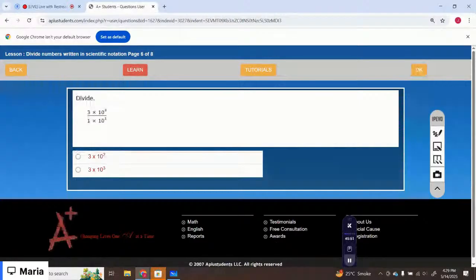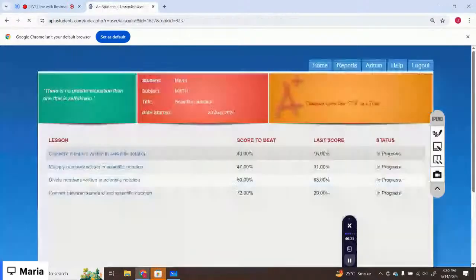3 times 10 exponent 3 divided by 1 times 10 exponent 1. That is 3 times 10 exponent 2. Option number one is the correct option. Okay, you can complete the lesson by yourself today. Just remember, that's the lesson.